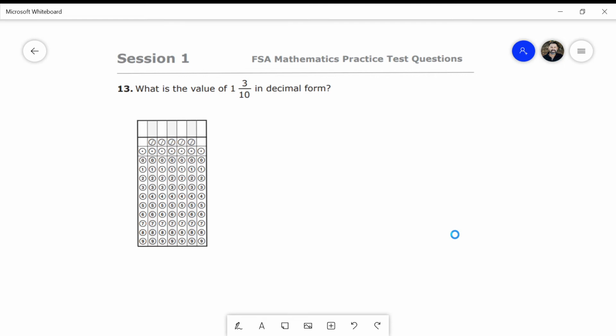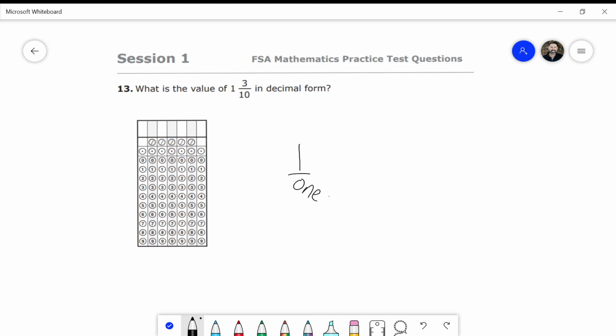So here we go, number 13. What is the value of 1 3/10 in decimal form? When they say the word value, what they want you to do is write 1 3/10 as a decimal. We have the 1, and that 1 is in the ones place. If I have a line here representing the ones place, then when we're talking about 3/10, we're referring to part of a whole. If you've heard that phrase used for fractions, it's part of a whole.